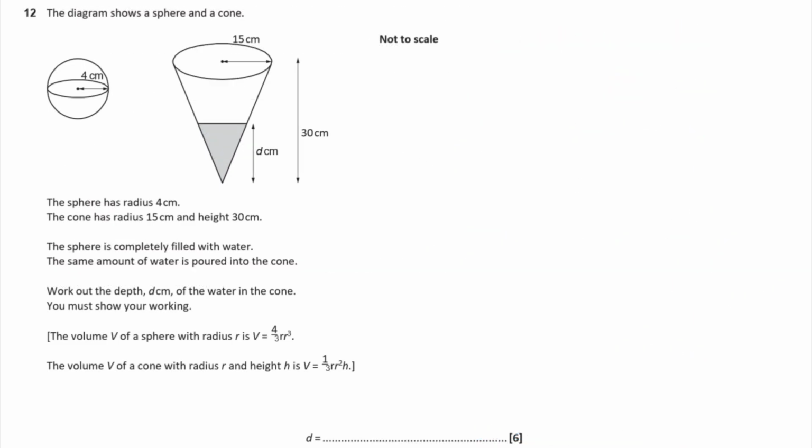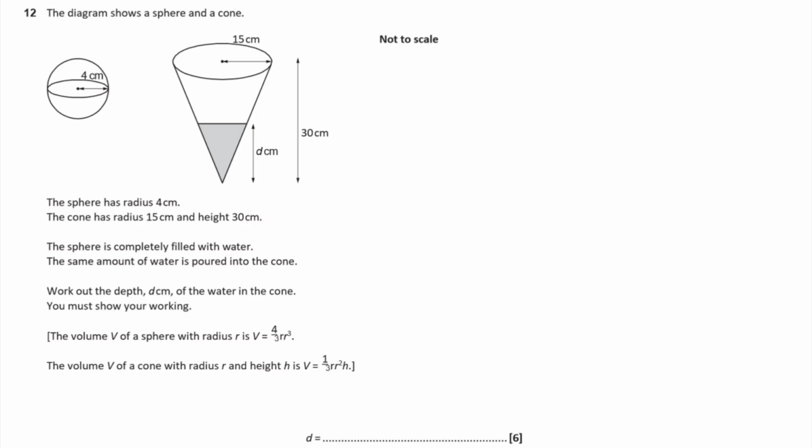The sphere has radius 4 centimeters. The cone has radius 15 centimeters and a height of 30 centimeters. The sphere is completely filled with water. The same amount of water is poured into the cone. Work out the depth, d centimeters, of the water in the cone. You must show your working.